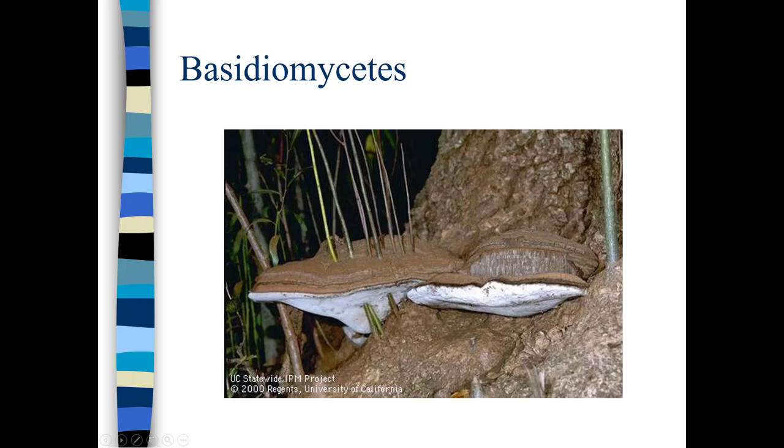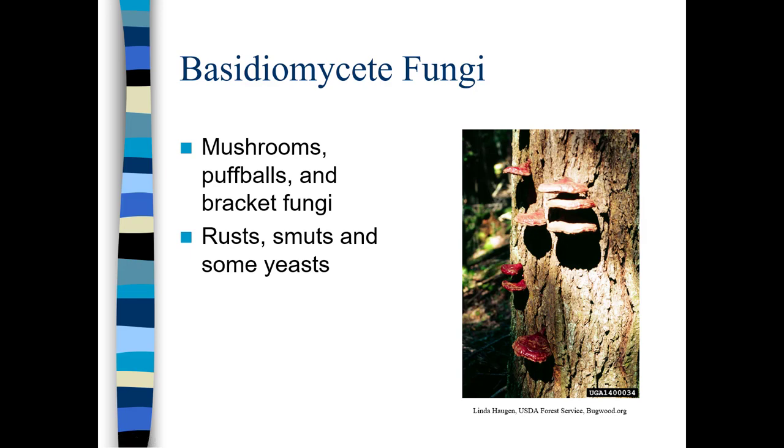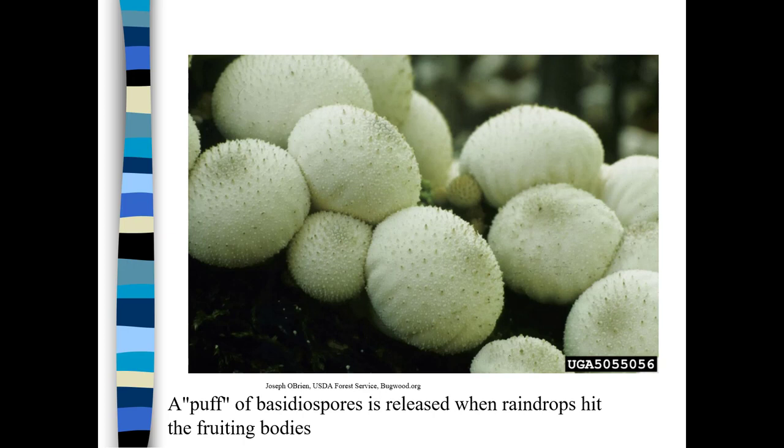So finally, we're going to be talking about Basidiomycetes. These include mushrooms, puffballs, bracket fungi, rusts, smuts, and some yeasts. And this is puffball fungus. These are wood decay fungi, and they release basidiospores when raindrops hit them. I posted a short video on this.